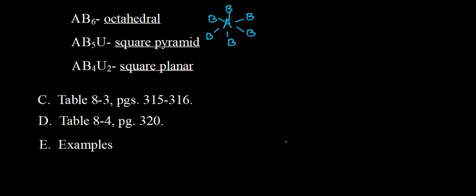2 derivatives of the octahedral electron geometry. First one, AB5U. Go ahead and pause the video and draw that one. For this one, I went ahead and took a bond off of the axial position at the bottom, made a lone pair there. And if you were to draw lines connecting the 4 bonded atoms, you would get a pyramid with a square base. Again, we can see this on page 316. A pyramid with a square base.